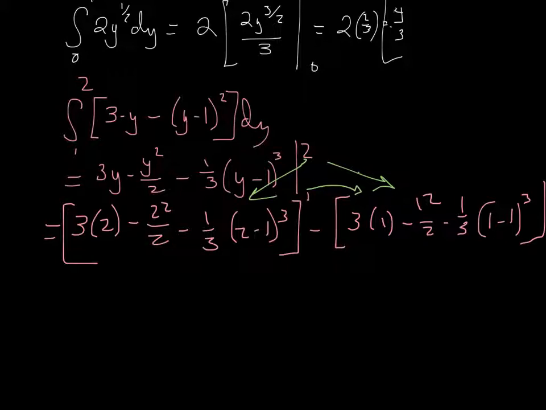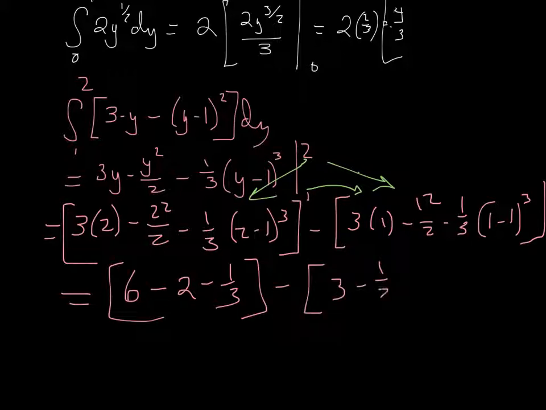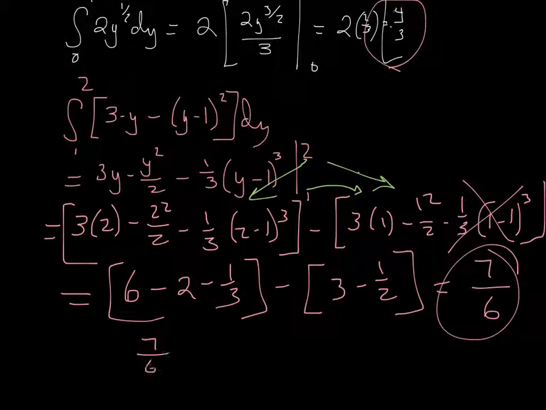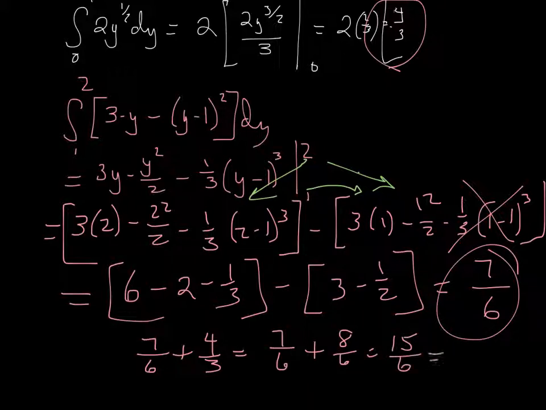If you go through all these calculations, I'll leave that up to you, but a step before the end you should get 6 minus 2 minus 1/3 minus 3 minus 1/2. You can see that very quickly because that 0 goes away. You should get 7/6 out of this. So now you just add this area and this area: 7/6 plus 4/3 equals 7/6 plus 8/6, which is 15 over 6. Or you could reduce it and get 5/2 for your final answer.